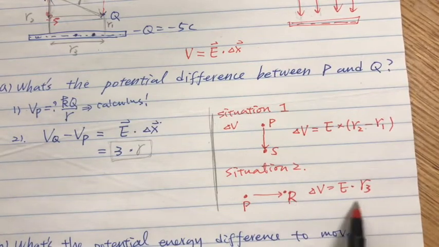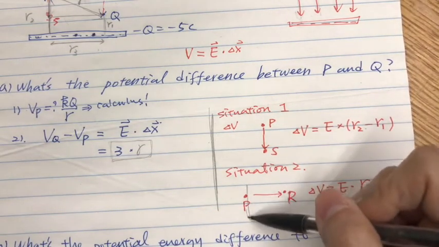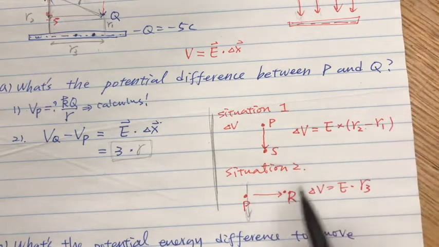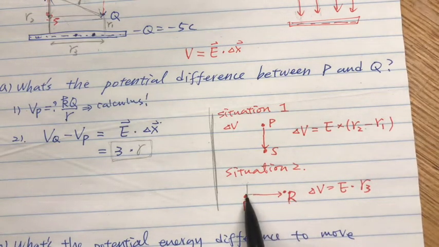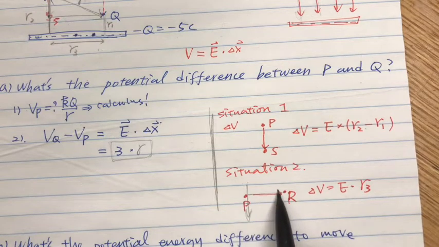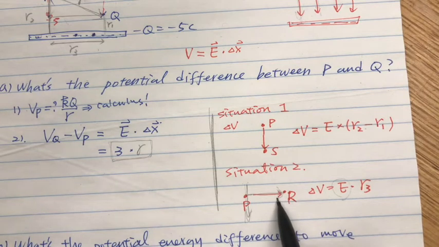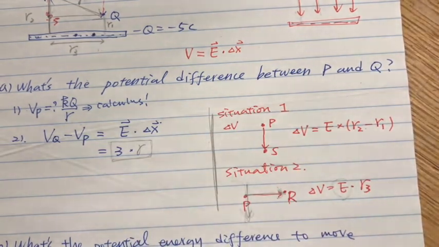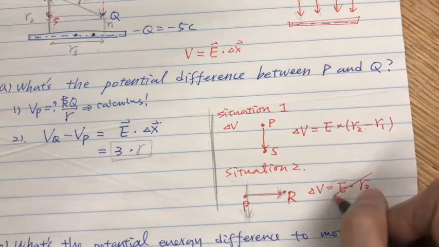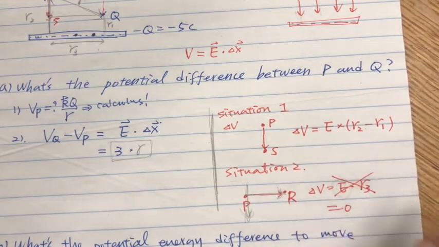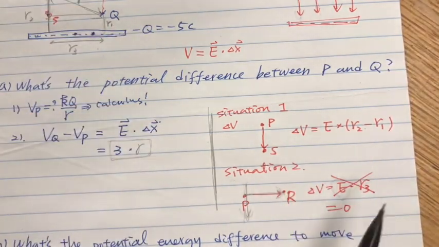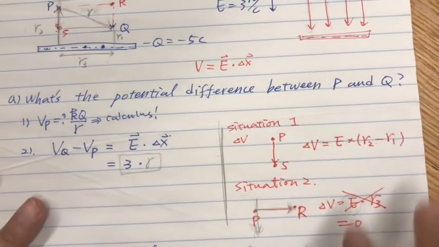But this cannot be true, because the electric field is trying to push the test charge downward, while the test charge is actually moving in this way. So the electric field has nothing to do with this displacement. It's not doing any work at all, trying to push in that perpendicular direction. So actually, this is not true. The potential difference coming from the electric field is 0, because it's not really doing any work. Therefore, no potential.